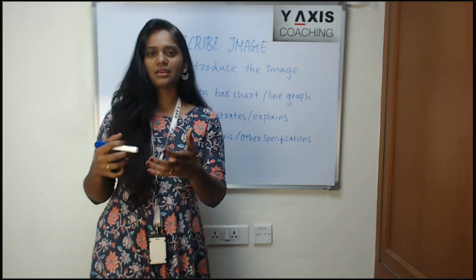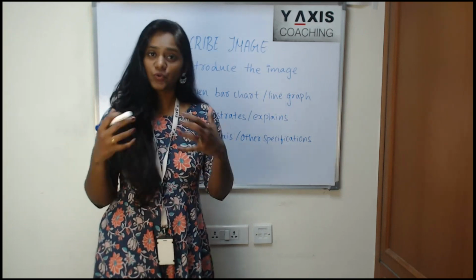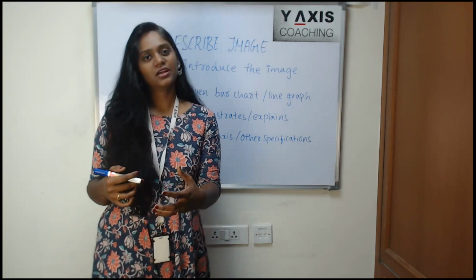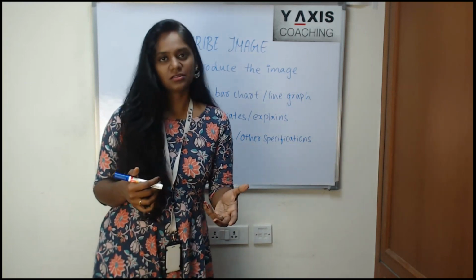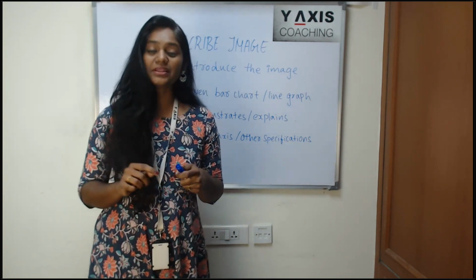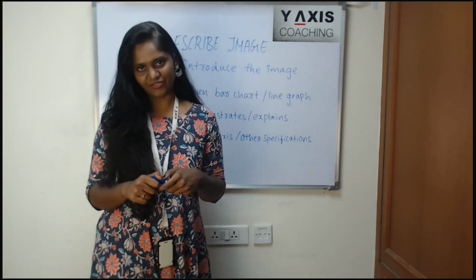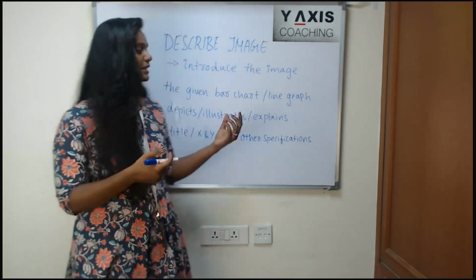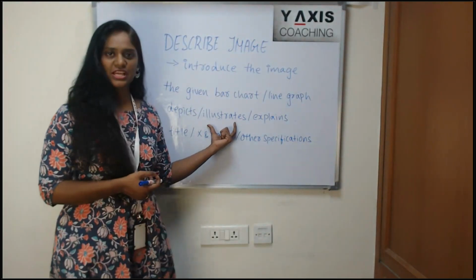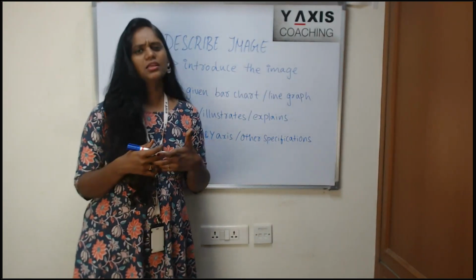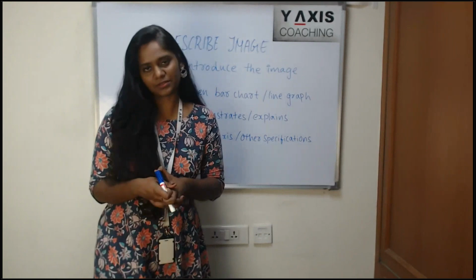So instead of saying the image says this and that, you can say the given bar graph, the given line graph, the given pie chart, the given table of data. So start with the type of image that is given to you, and then you further use words like depicts, illustrates, explains, details, shows, any word that you're comfortable with.